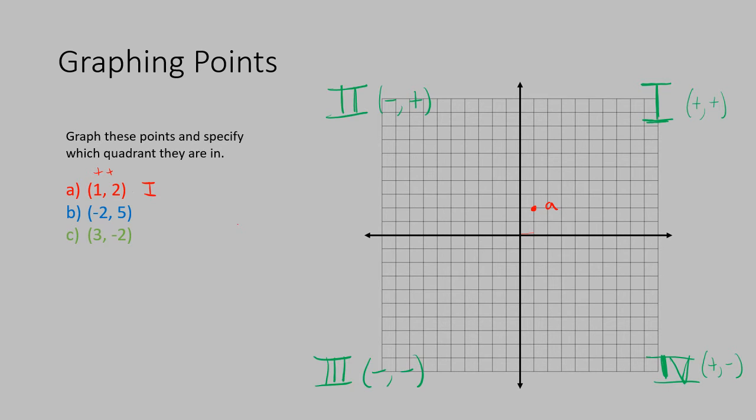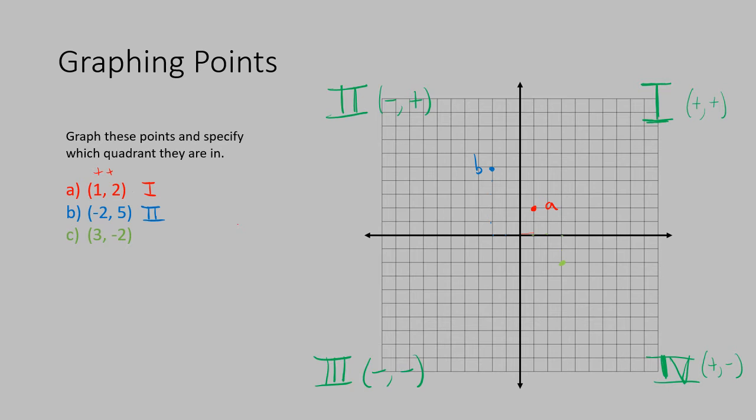Okay, point B, negative 2, 5. So if we go 1, 2 over, 1, 2, 3, 4, 5 up, there we have the point B, which is at negative 2, 5, and that is in quadrant 2. And then the last point here is point C, which is 3 comma negative 2. So 1, 2, 3, 1, 2.